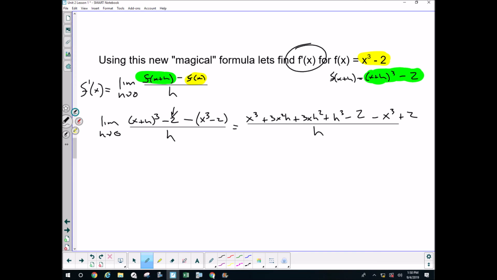Okay. Now, there's a couple things I notice. That x cubed right there, that negative x cubed right there, that goes away. This minus 2 right here, this plus 2 right here, that goes away. The remaining terms all have an h. Well, I'm going to factor out that h. And I get h times 3x squared plus 3xh plus h squared, divided by h.